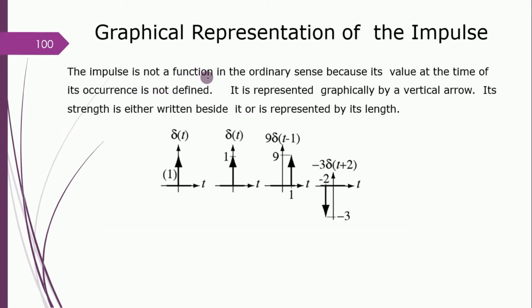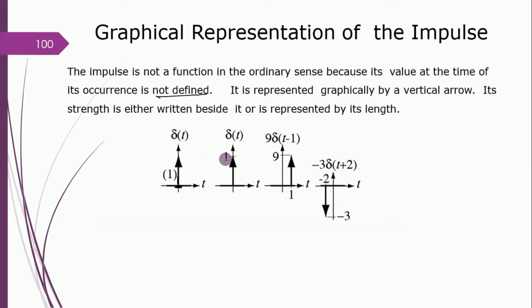The impulse is not a function in the ordinary sense because its value at the time of its occurrence is not defined. It is represented graphically by a vertical arrow. Its strength is either written beside it or represented by its length. Its value when it is occurring is not defined because its value will be infinity. It is like an infinite pulse that is getting generated.